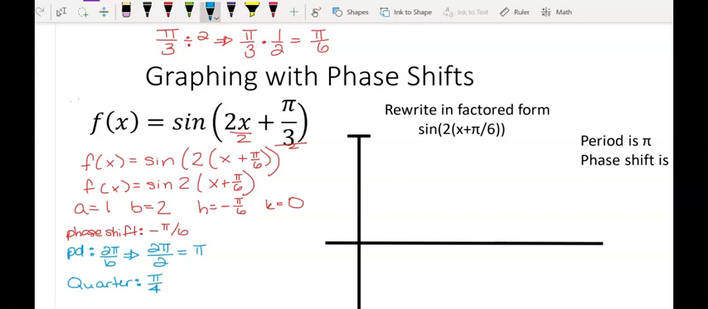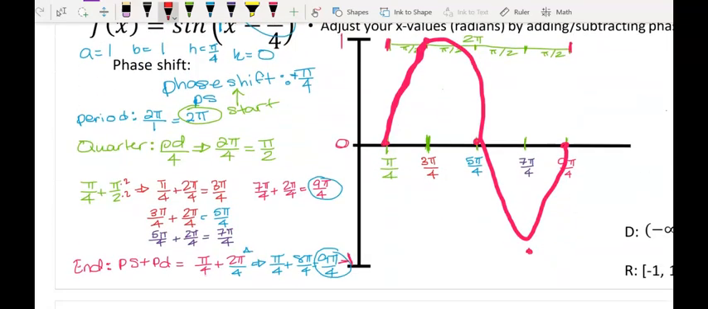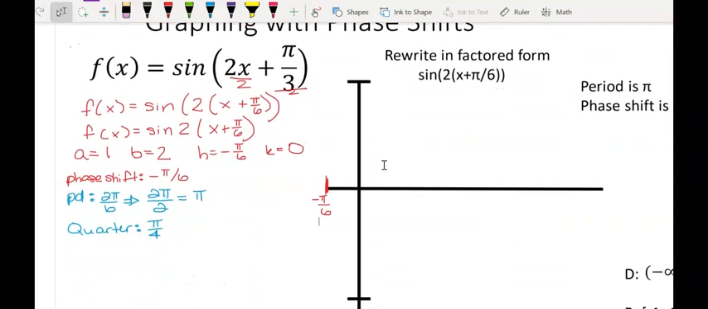So now remember, the phase shift, whatever you have for your phase shift, is your starting point. So this is negative pi over 6. Now notice, I'm to the left of my y-axis because this is a negative value, whereas on the last one, I was to the right of the y-axis because I started at positive pi over 4. So now I'm having this right here, this negative pi over 6. That's exactly where I'm going to be starting.